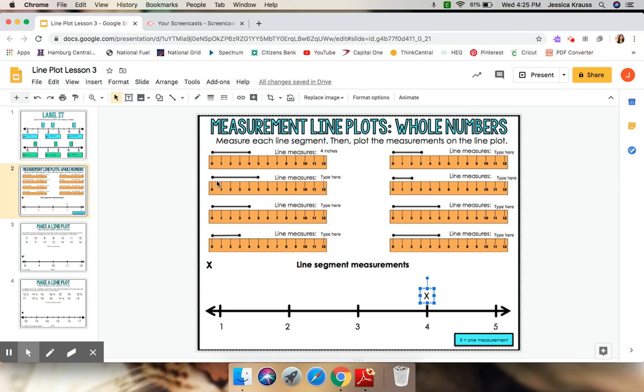For this line segment, it goes all the way to the 5. So I'm going to type my answer. 5 inches. I'm going to make sure I include that label. And then I have to take my x and plot 1 above the 5. Awesome. I'm going to do one more with you for this. This third one measures 4 inches. I'm going to type in 4 inches.